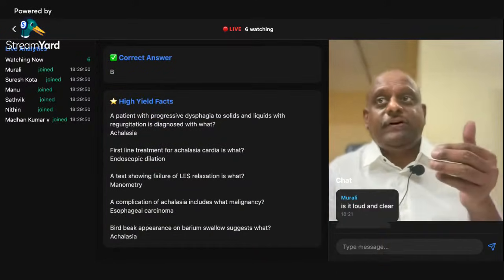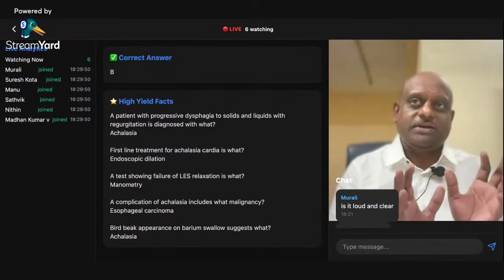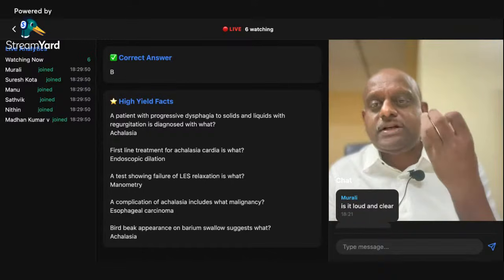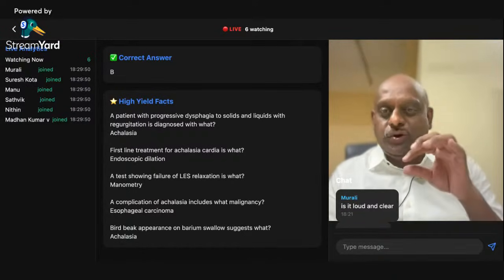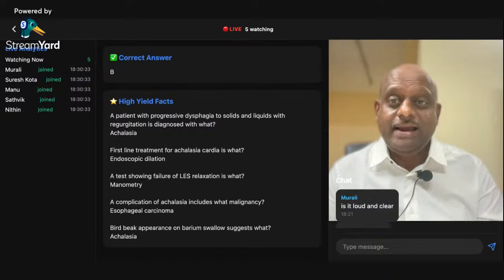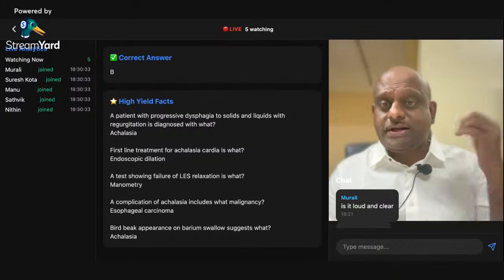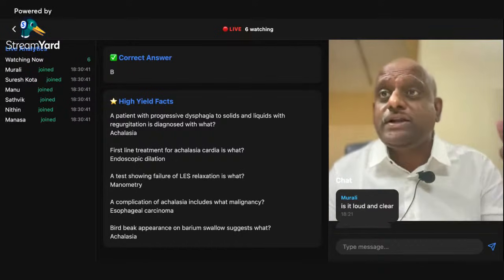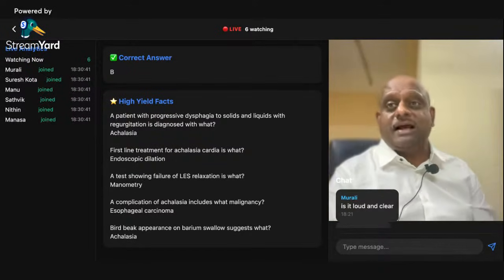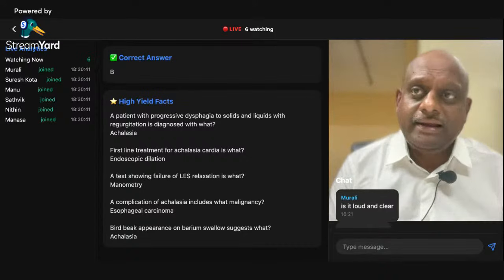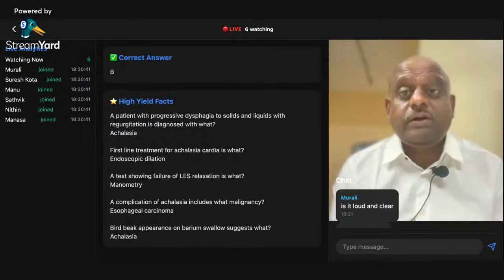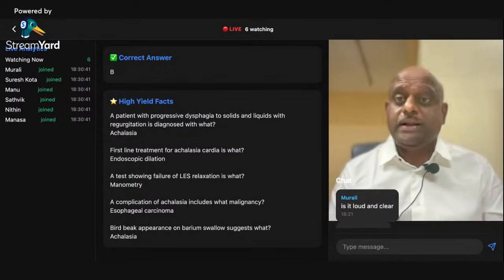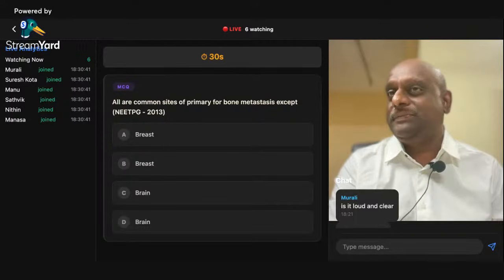So any progressive dysphagia to both solids and liquids, you think of achalasia. And if it is achalasia, the lower esophageal sphincter is not ready to relax. So you need to do endoscopic dilatation. And if you do manometry, which is considered to be the gold standard in achalasia, there is a failure of the lower esophageal sphincter relaxation, a classical feature. And in achalasia, one of the complications you should remember is esophageal carcinoma. And bird beak appearance in achalasia, unforgettable. Right?